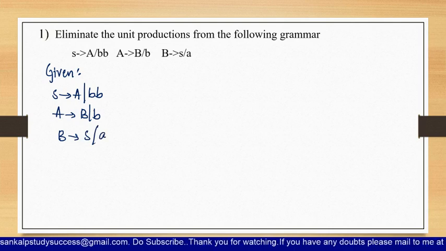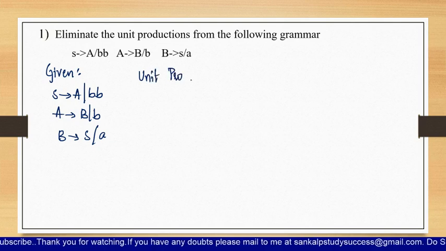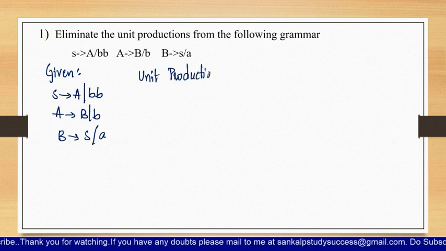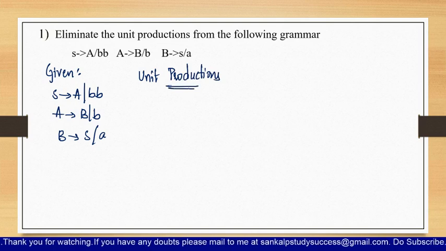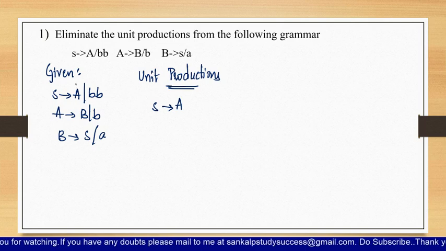So here, first of all, there are no null productions given in the context free grammar. If you have any null productions, then you need to eliminate those null productions also. So here there are no null productions in the context free grammar. And let us write what are the unit productions which we have. In the unit productions, S tends to capital A is one unit production.